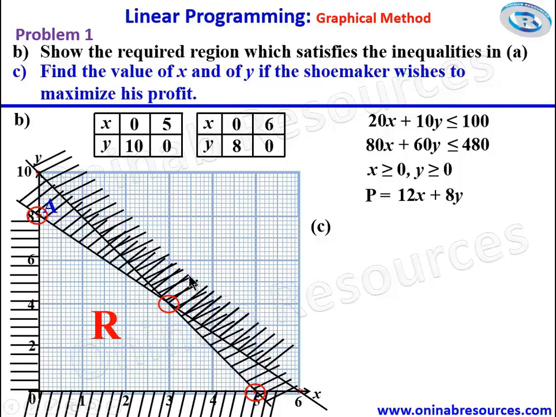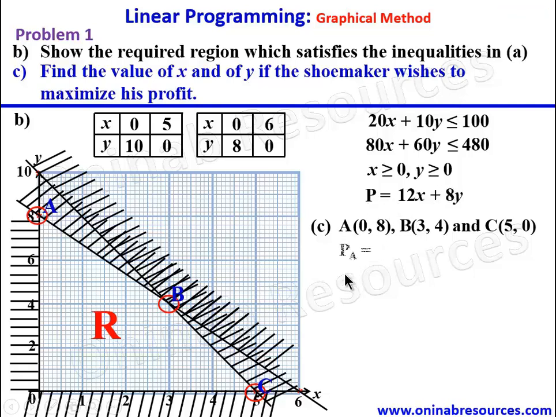So we name this place A, this is B, and this is C. We get the coordinates of A, B, and C. For A, this is 0,8. We have 0,8 there. For B, this is 3,4. So we have a 3,4 here. And for C, we have a 5,0. Then we now put all this in the objective function.